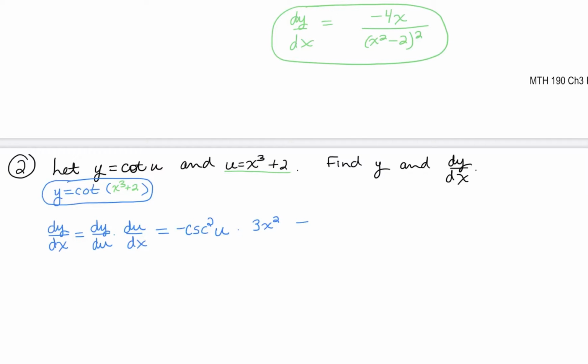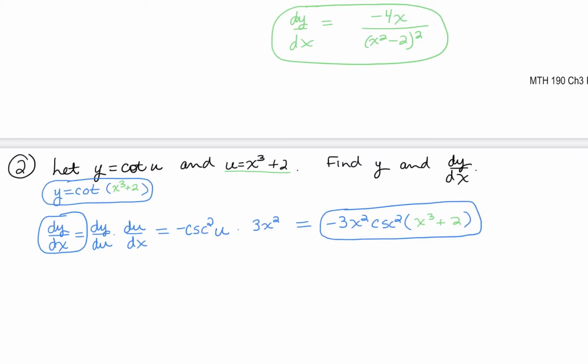Now, we wouldn't leave that in terms of both u and x, so we would replace our u. Let's first write that as negative 3x squared, and then we would replace the u with what we know it's equal to here, which is the x cubed plus 2. So that's a way to think through it with the Leibniz notation. That's one way to think through how to get to your dy dx with Leibniz notation.